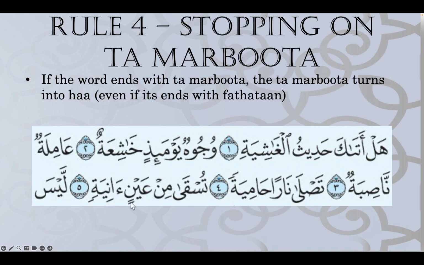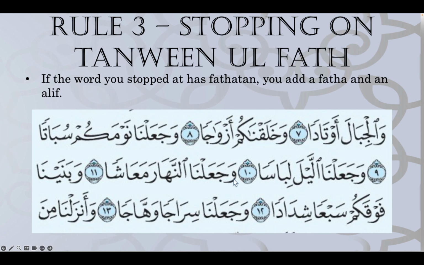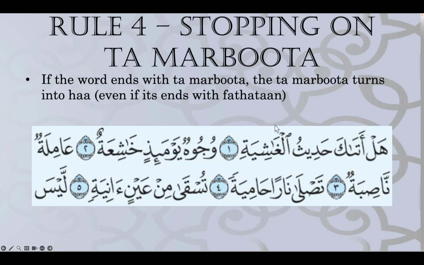Notice, regardless of the diacritic on the ta marbuta, even if it ends with fathatan, which is the case here, hamiyah. Remember, I don't want you to get confused with the previous rule. We talked about fathatan: if the word you stopped on has fathatan at the end, then you add a fatha and an alif. But this is not the case when you see the ta marbuta. With the ta marbuta, even if it has fathatan on it, you cancel the diacritic and turn it into a ha. So this is going to be hamiyah. I hope that's clear. That's rule number 4.